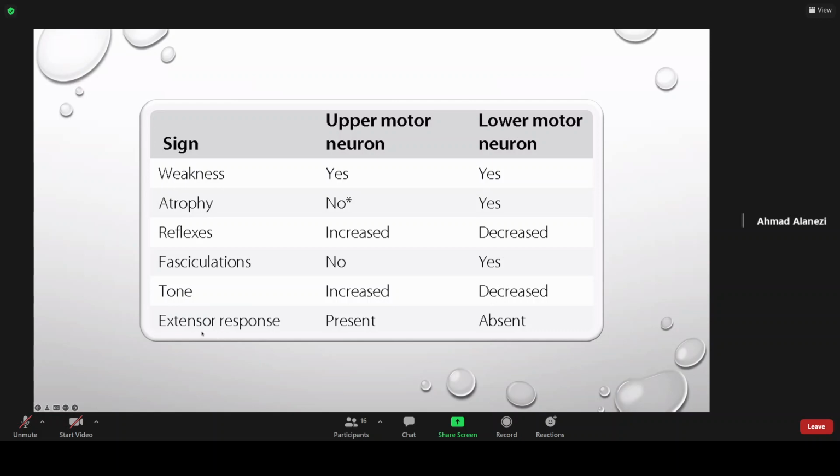Extensor plantar response: present here and absent here. Present because you're dealing with upper motor neuron. It's an upper motor neuron sign. So you need to memorize those things to distinguish where the problem is. Here the problem is in the brainstem or spinal cord, whereas here the problem is in the motor neuron, whether anterior horn cell, peripheral nerves, neuromuscular junction, or muscles.